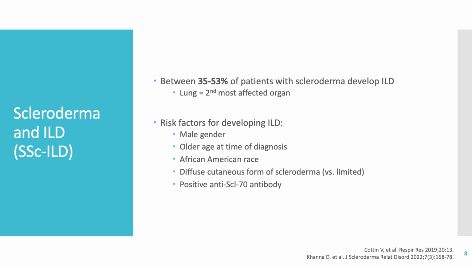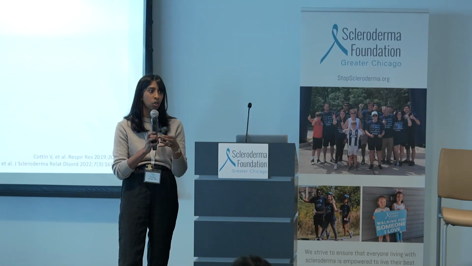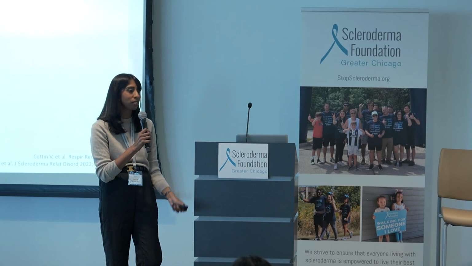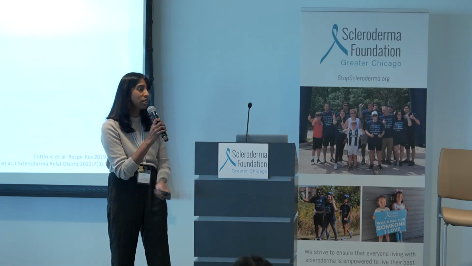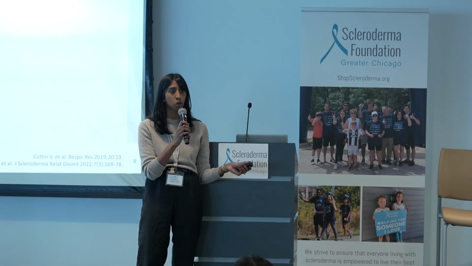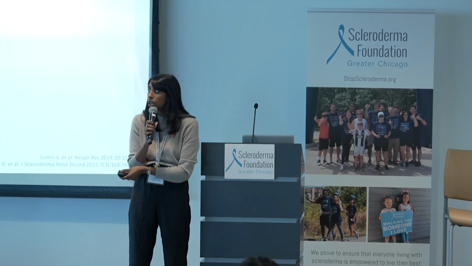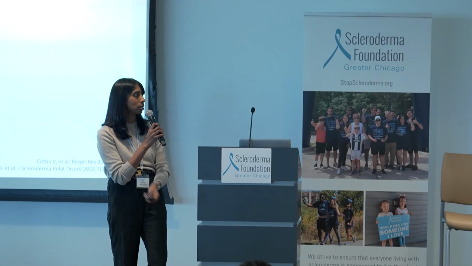So here are some of those big buckets of things that we think about, and certainly under autoimmune disease, you can see scleroderma as one of the main causes. Between 35 and 53% of patients that have scleroderma will go on to develop ILD. The lung is actually the second most affected organ in scleroderma, and so a lot of patients will become affected with this condition. In general, we tend to see that your risk for developing interstitial lung disease is the highest in those first 5 years following your diagnosis. But even longer out, there are studies showing that out to 20 years after your diagnosis, you still can be diagnosed with interstitial lung disease.